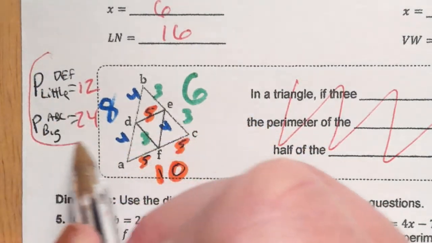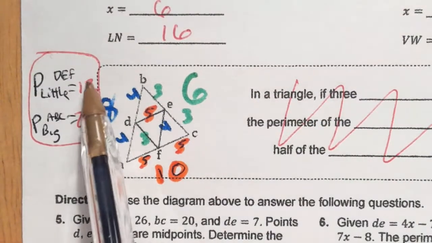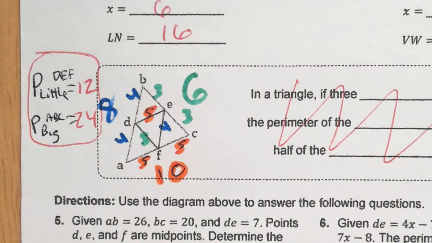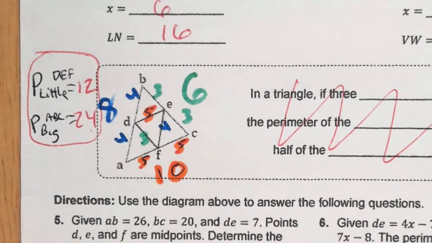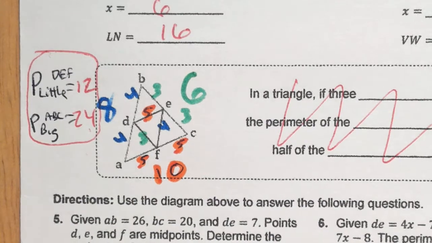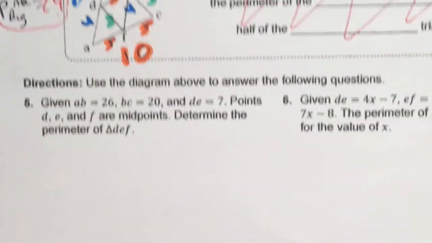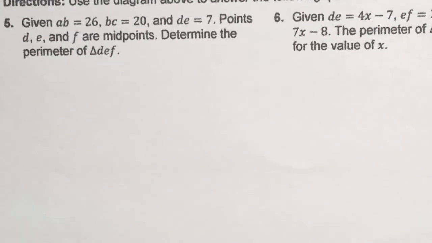And what do you notice about the two perimeters? They also double up. So to get from the little to the big, you multiply by 2. Just pointing that out. All right, isn't that nice? All right, so let's go ahead and go to number 5.